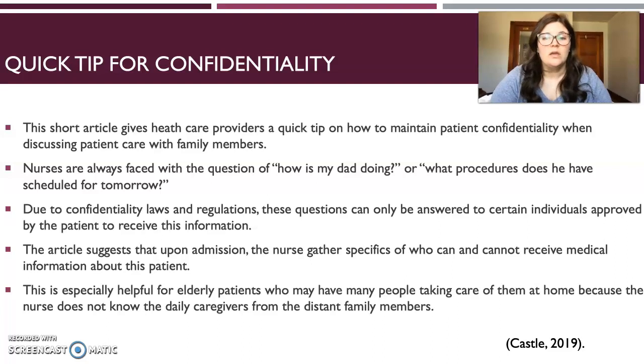So for the article that I found, it was just sharing a quick tip for confidentiality, and it basically says that upon admission, nurses should obtain the information and verify who can receive specific information about patients, whether it be family members, spouse, only doctors, only healthcare professionals. A nurse should always obtain that information on admission because it's especially helpful for elderly patients who may have many people taking care of them at home, and the nurse doesn't know the daily caregivers from just their family members visiting them in the hospital. So there's a quick tip on just how to maintain patient confidentiality when discussing care with the family members.